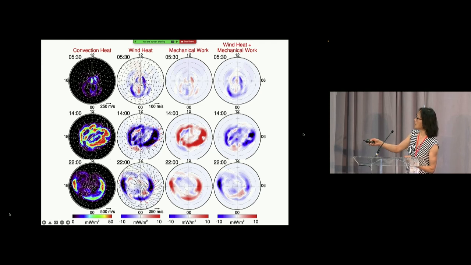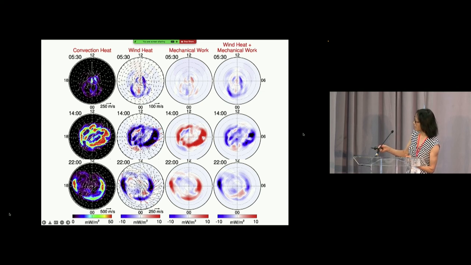So the total Joule heating is decreased because of the presence of neutral wind, or the energy dissipation due to the presence of neutral wind. And for the active times, you see similar things. These are very complex heating terms, and here are the wind heating terms.